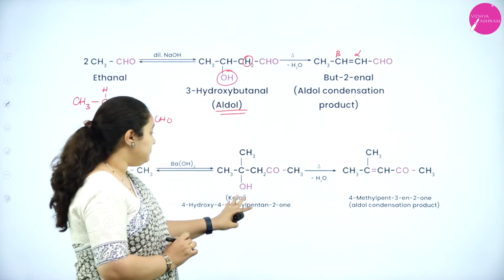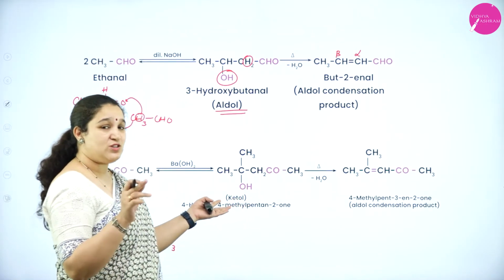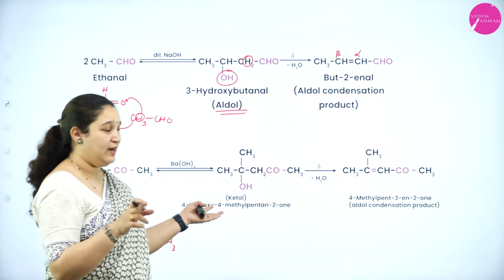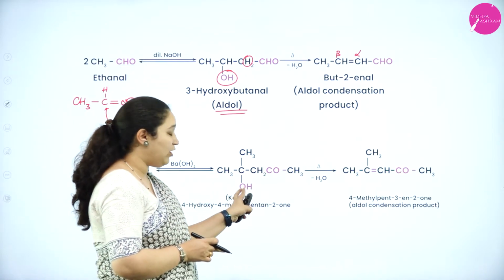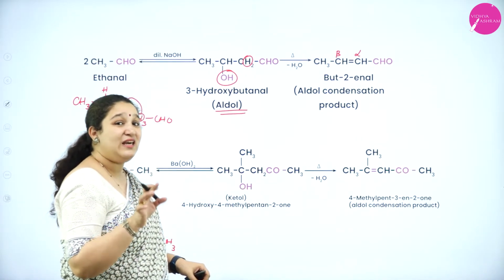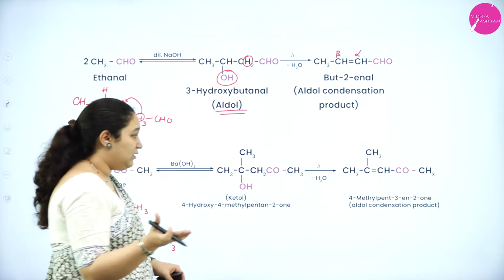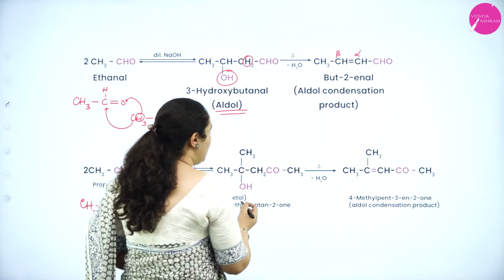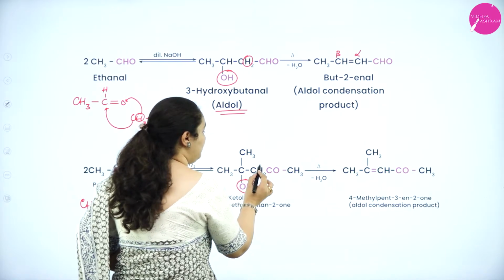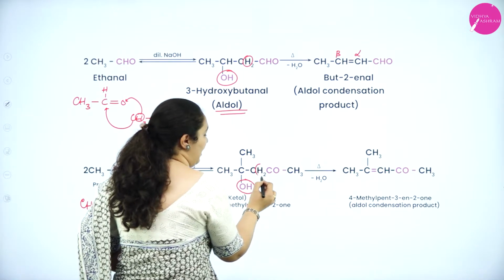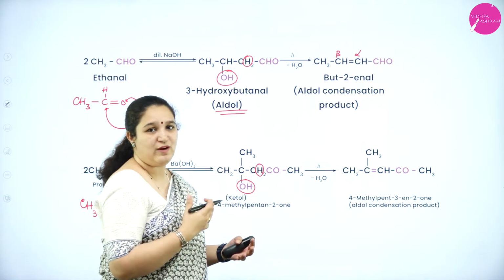So you will get a ketol here. In case of ketone, it is a ketol which you get because you have a ketone group and an alcohol group. We call it a ketol. Further, water is removed here. Water from the OH group and a carbon atom which has the least number of hydrogens only you will have to remove.